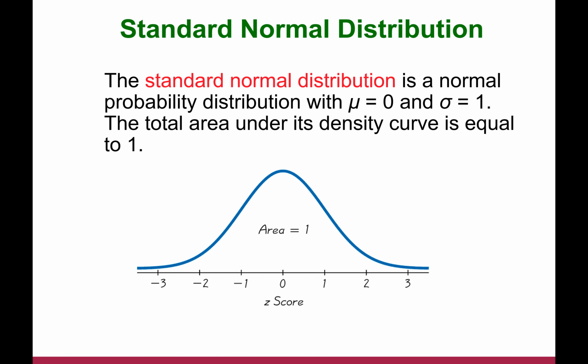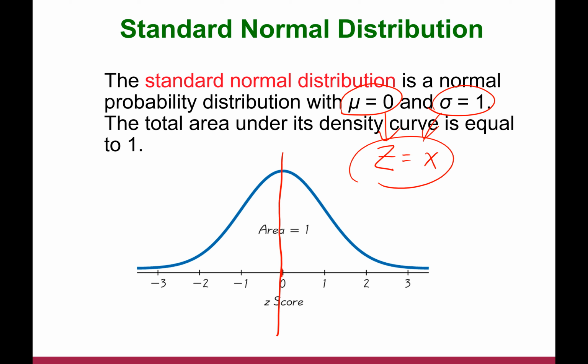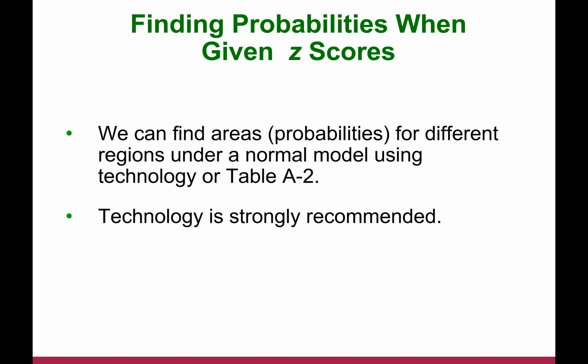The standard normal distribution is the normal probability distribution with mu equal to 0 and sigma equal to 1. Another special thing about this is the z-score is the same thing as the x value because of those two conditions. Again, area equal to 1 and symmetrical with respect to the center, z-score equal to 0, right in the middle. Find the probability when given a z-score. The z-score is like a tool we use to find the probability.